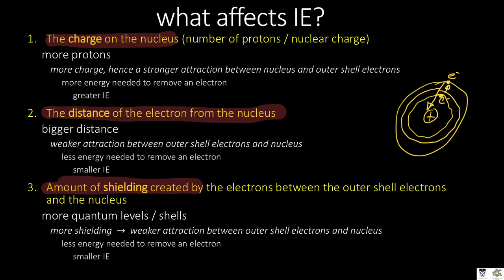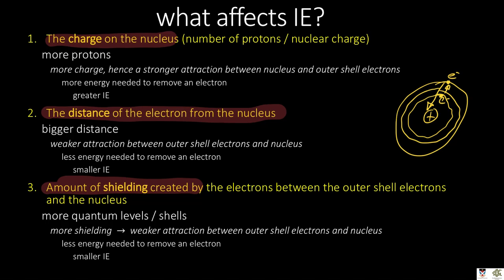And therefore a smaller ionization energy. And the concept of shielding, I've explained that when I used this little diagram here. If we have more energy shells or quantum levels, the outer electrons will experience more shielding, therefore weaker attraction between the outer shell electrons and the nucleus. Weaker attraction means there will be less energy needed to remove an electron and therefore a smaller ionization energy.